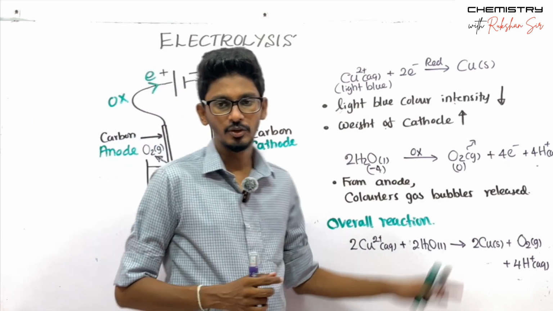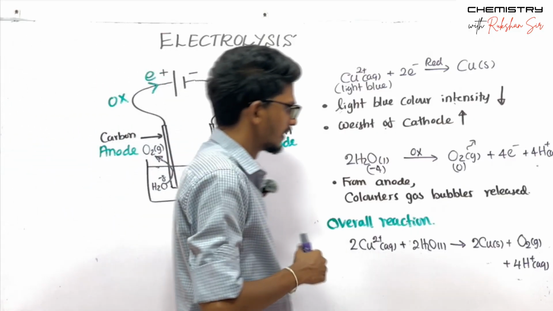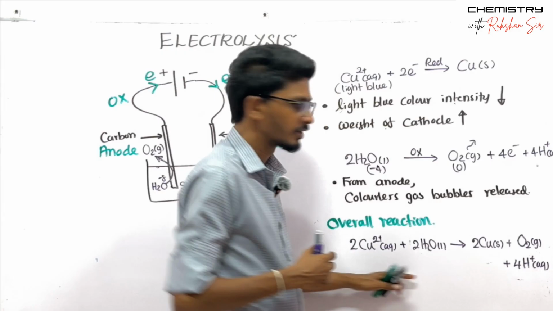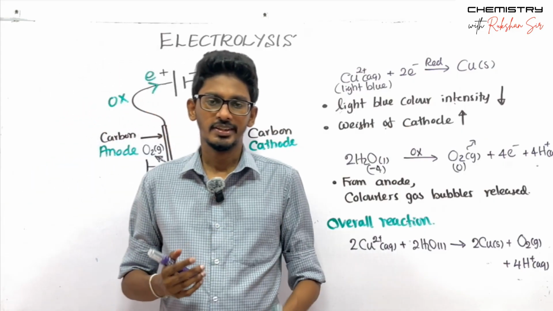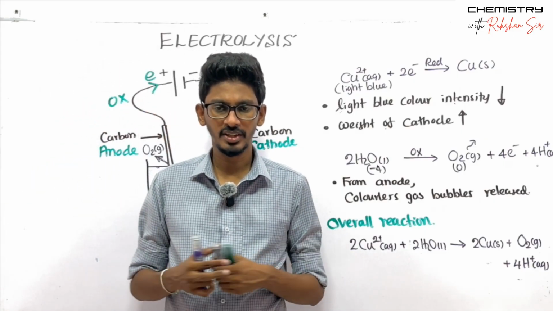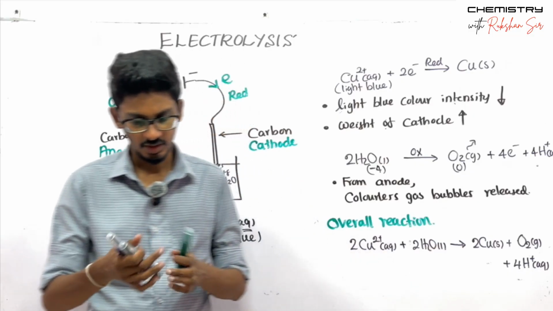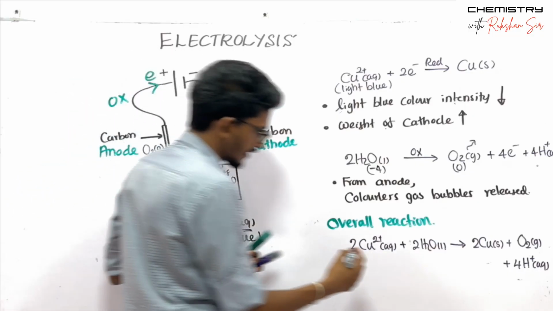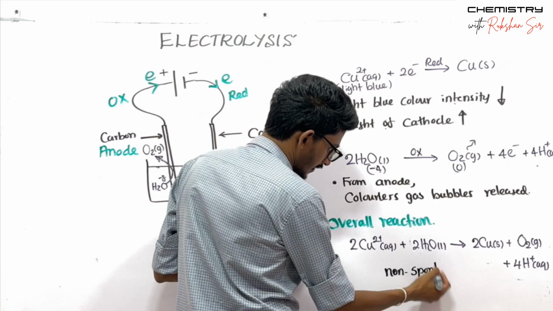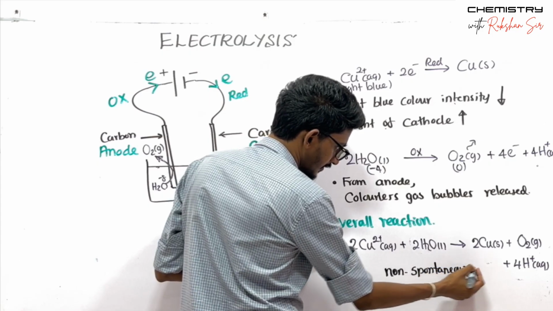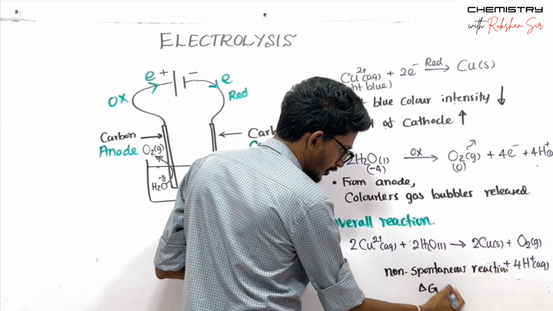Right, this is the overall process. This thing won't occur without supplying energy to a solution containing copper 2 plus ions. This won't occur without supplying energy, so this is referred to as a non-spontaneous reaction. Delta G for this thing is positive.